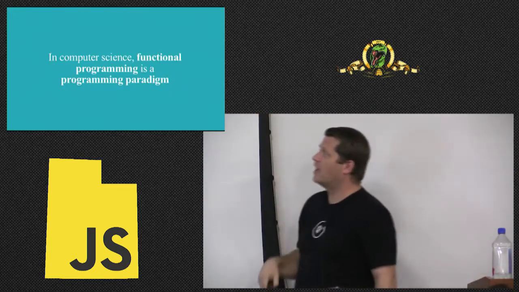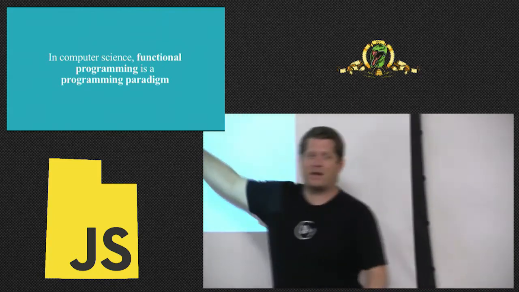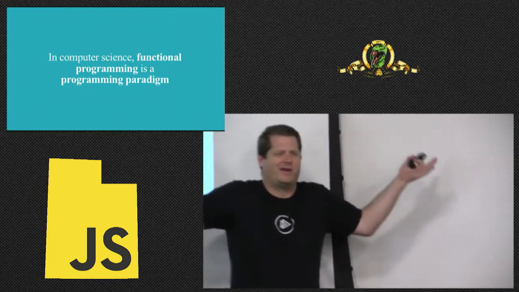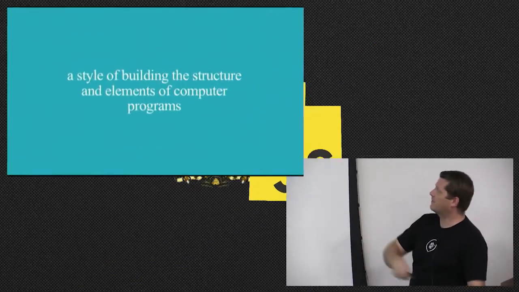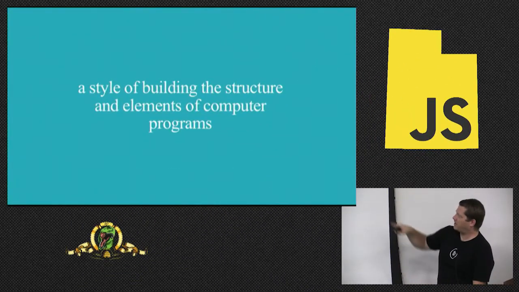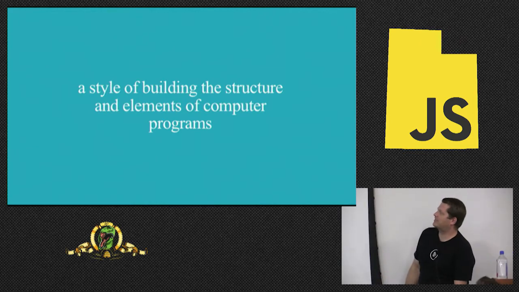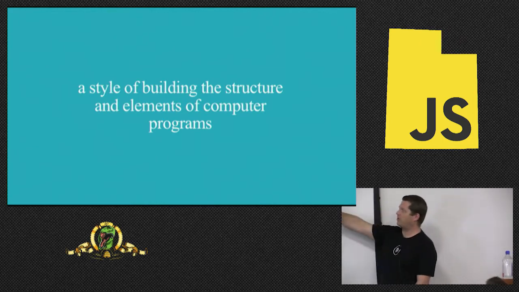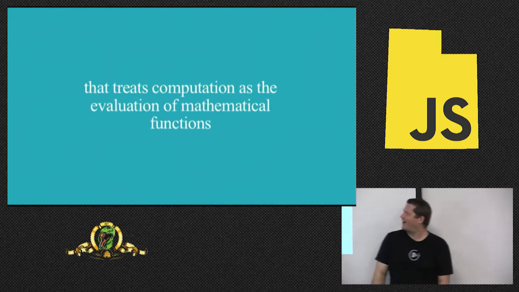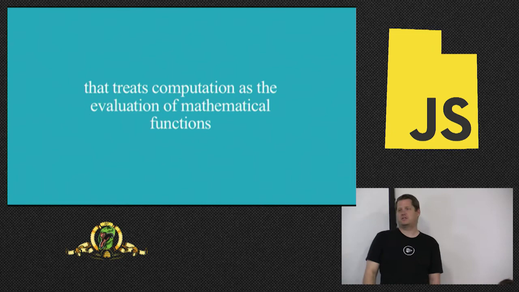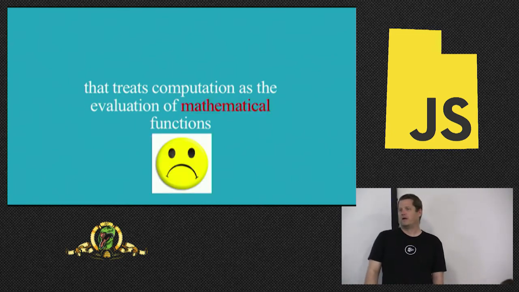So, in computer science, functional programming is a programming paradigm. We'll just get that out of the way right now. It's just a way to write programs. So that's easy. And this one is important, we'll come back to this one quite a bit: a style of building the structure and elements of computer programs that treats computations as the evaluation of mathematical functions.